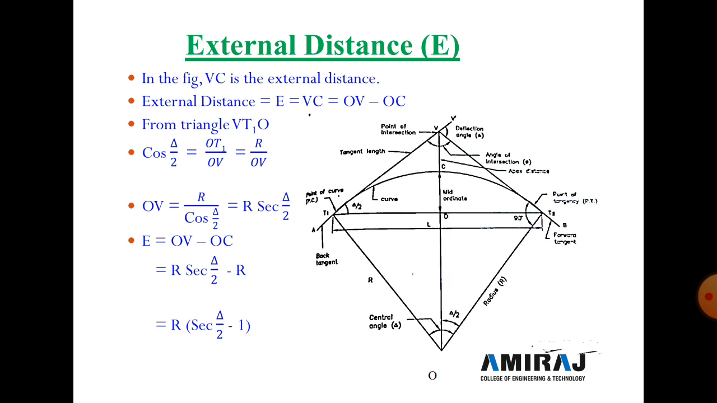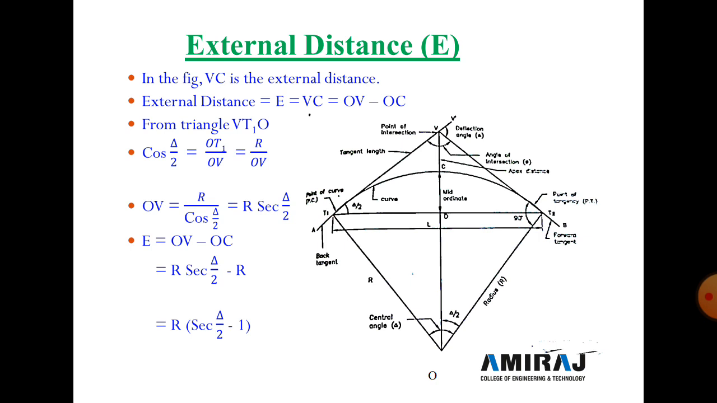We take the triangle VT1O, which we discussed in the last slide. Cos delta by 2 is equal to OT1 divided by OV. Clear? OT1 divided by OV. So we find OV, and OT1 is already known, it is the value of the radius R. So OV is equal to R divided by cos delta by 2. So OV is equal to R sec delta by 2.